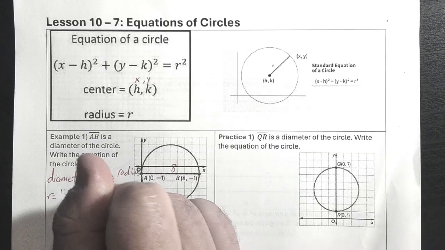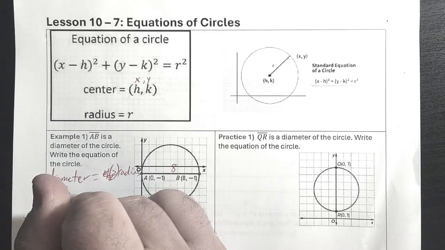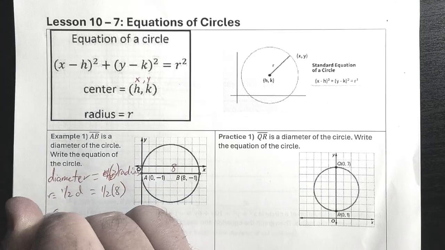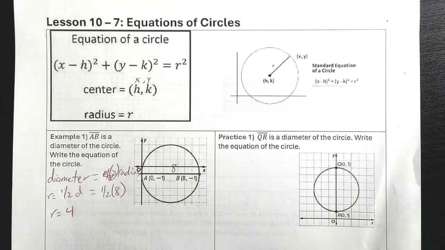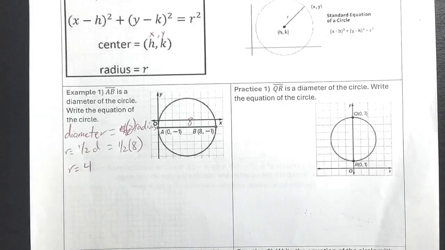The diameter is 2 times the radius, so the radius is 1/2 of the diameter. So in this case, it's 1/2 of 8. So our radius is 4. Gonna scoot this just a little, and we can still see this.